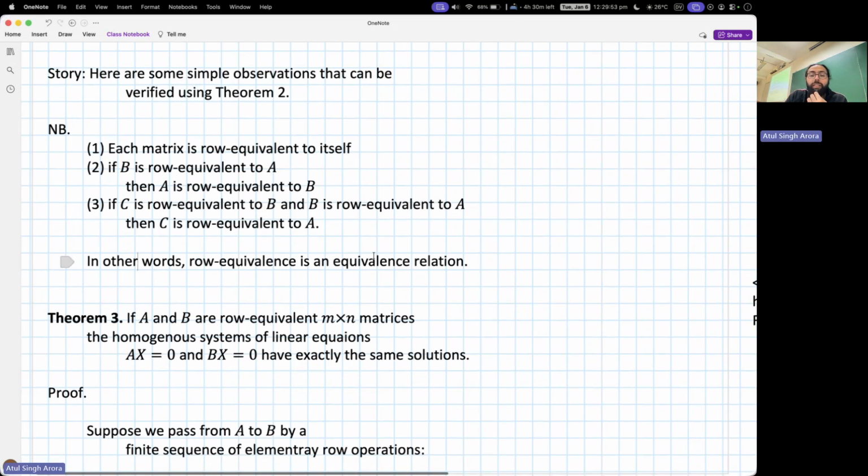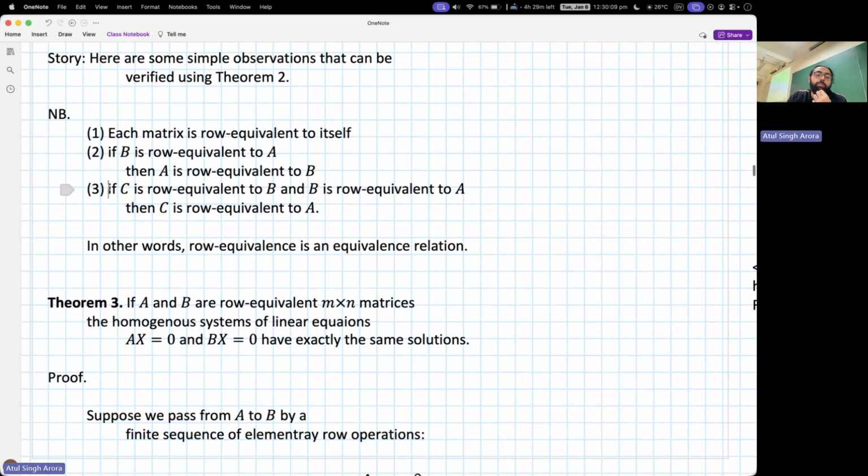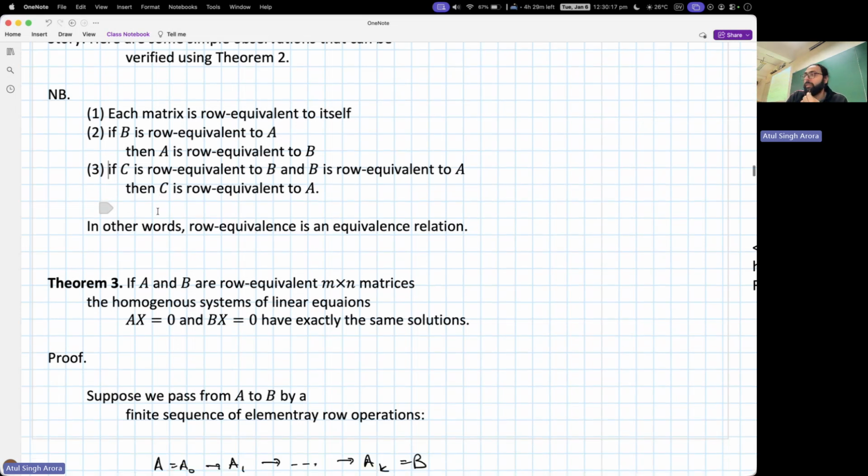And this is basically the criteria for an equivalence relation. If you don't know what that is, it's okay. It's basically just these three conditions: the object has to be equivalent to itself. If A is equivalent to B, then B has to be equivalent to A. And the third point is that if C is equivalent to B and B is equivalent to A, then C is equivalent to A. Those are the three conditions.